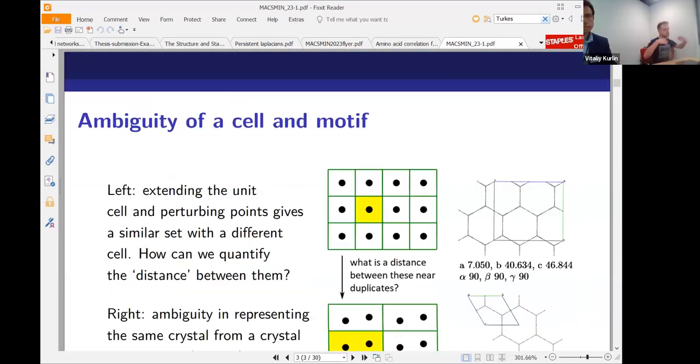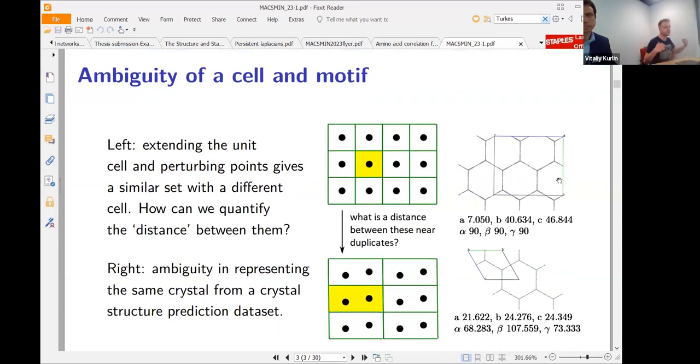So we're going to gently walk towards the problem statement. We've got problems like this. It's an ambiguity in representation. People like to represent their crystals with a cell and a motif, but there are infinitely many choices of those things giving you the exact same crystal. And they're not particularly consistent, like in the case here. I think we saw this image yesterday, but I like to see it, so we'll take it. I've just extended the unit cell and perturbed the point, and now the unit cell is twice as big, but they're very similar. So we want some way to measure a distance between those that says they are similar, like we want them to be.